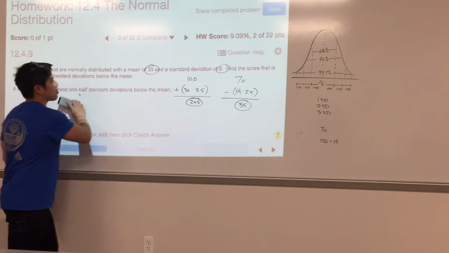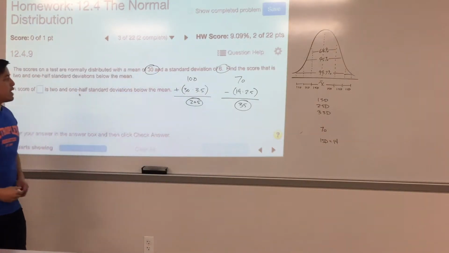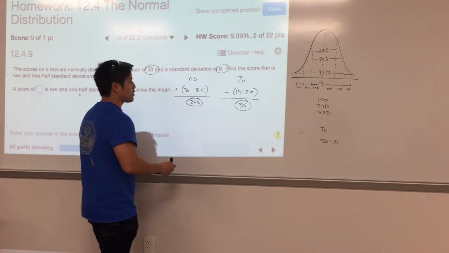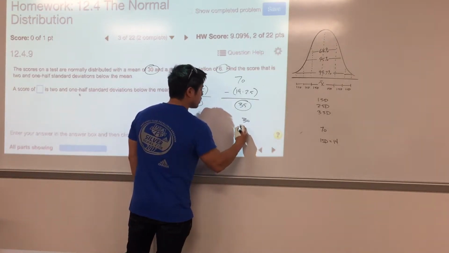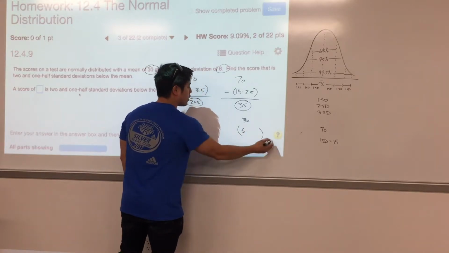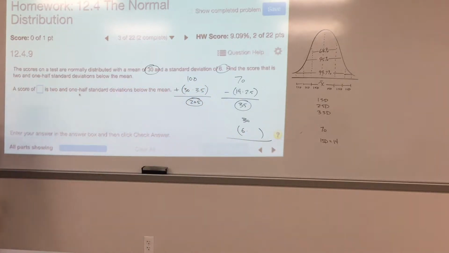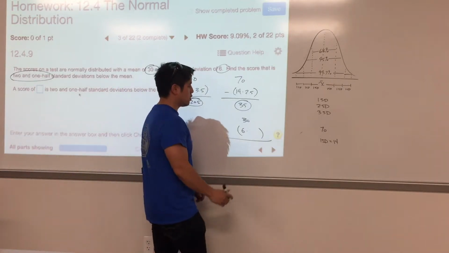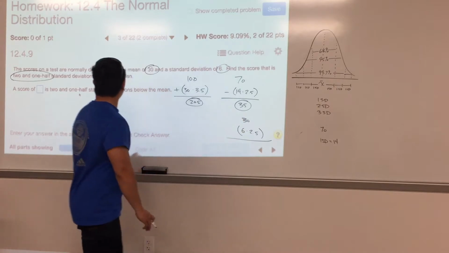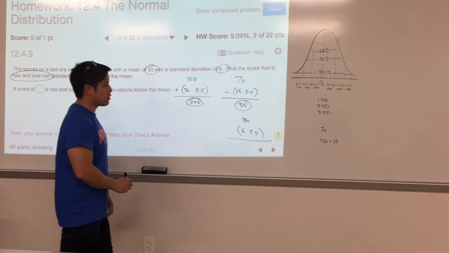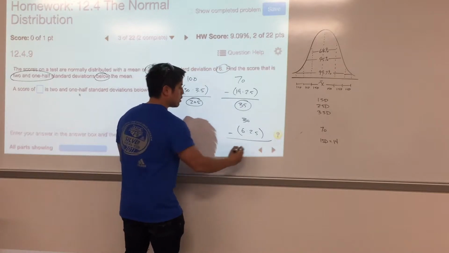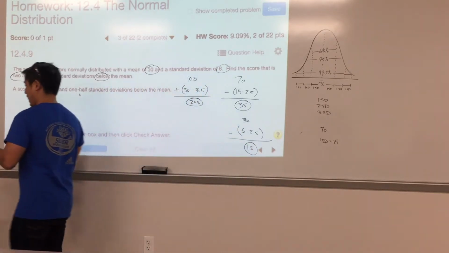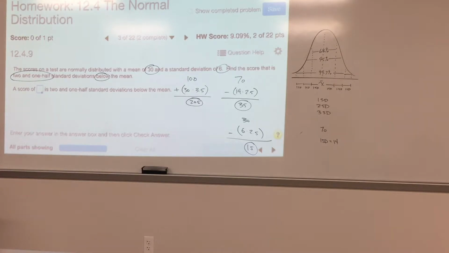The scores on a test are normally distributed with a mean of 30 and a standard deviation of 6. So you should lay out your 30, standard deviation of 6. You know you're going to do something with it. Find the score that is 2.5 standard deviations. Now they actually write it out this time, but does that matter? No. What are we going to multiply 6 by? 2.5. And it says below the mean. So subtract. Answer? 15. Done. And you can picture what that would be on your normal distribution. Okay?